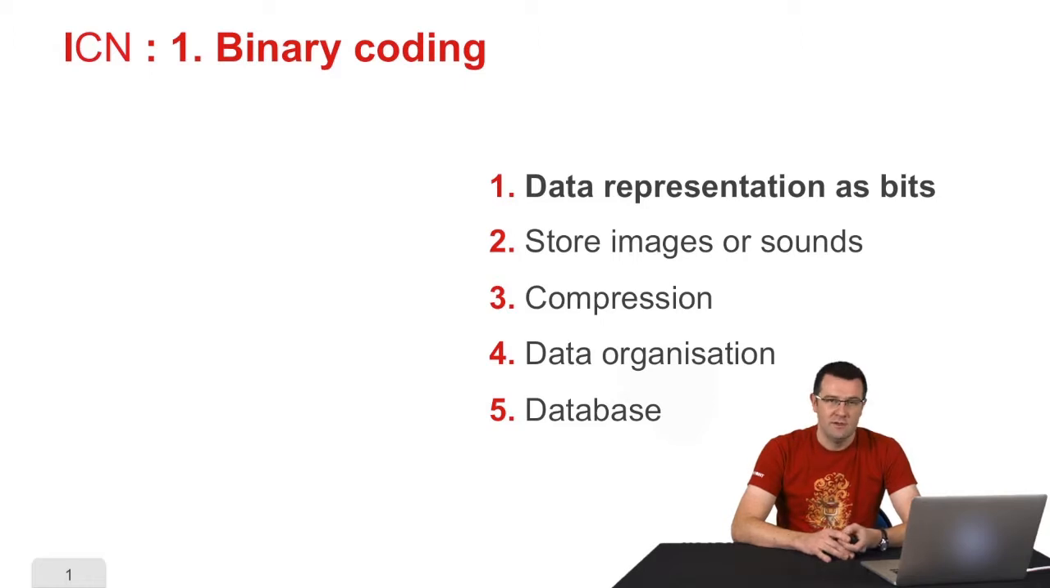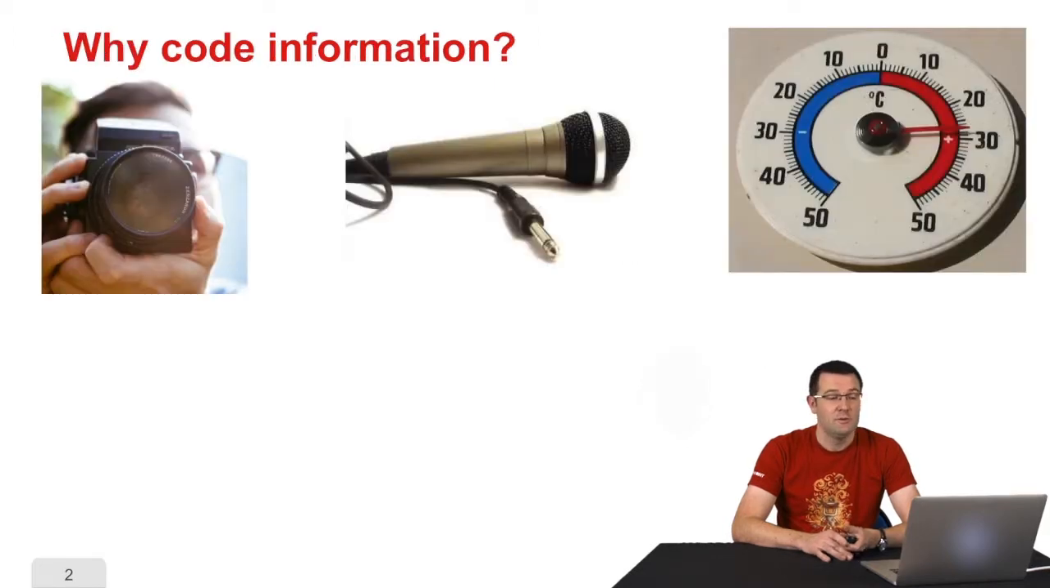The first part will be about studying how information is represented as bits. But first of all, why code information? There is lots of information around us. It can be pictures, sounds, noises, temperature, how much money is in our wallet, our age, dates, etc.